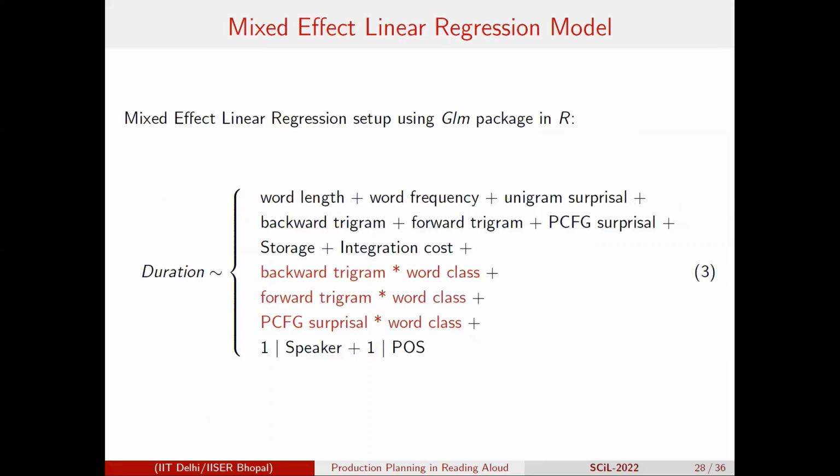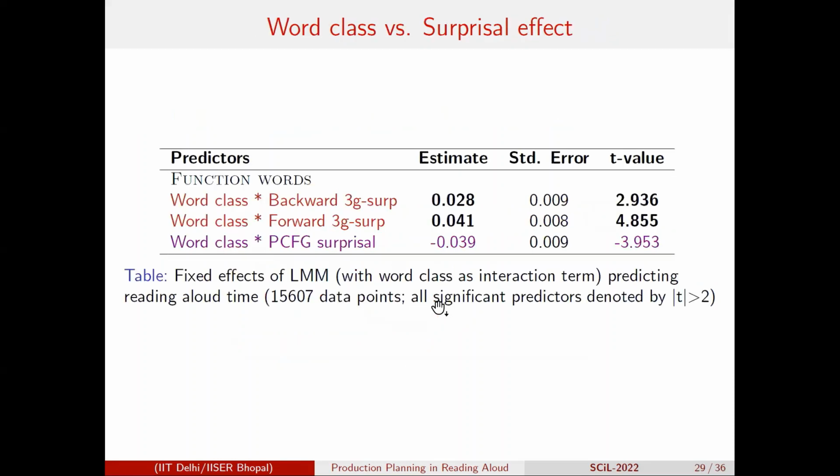Now our next question is, how do lexical classes, namely content and function words, get accessed during reading aloud processes? The word class is either function word or content word. So we investigate the interaction of the surprisal measures with the word class. It's the same model, just that the current slide displays the results pertaining to the interaction effect.